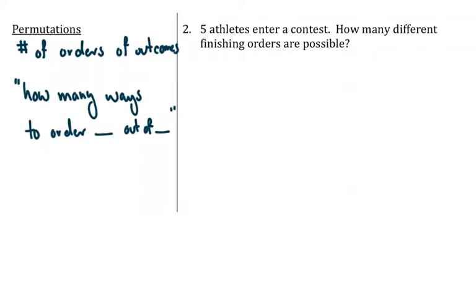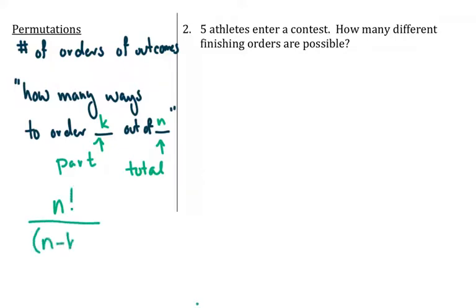We use different variables for this. So k would be the part, out of n as the whole. So how many ways to order k objects out of n total? And there's a formula for this. The number of ways to order k objects out of the n total is, using factorials, n factorial over, parentheses, n minus k factorial. So really similar to what we just saw in number 1.